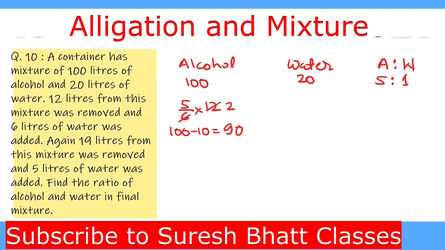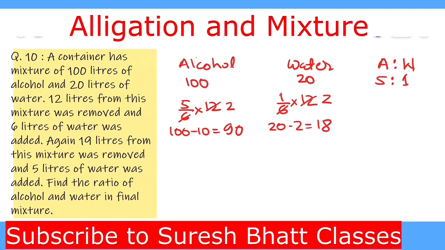Similarly, we can find the quantity of water withdrawn in 12 liters. So 1 upon 6, 1 part is water in 6 parts of the mixture, multiplied by 12. 6 divides 12 two times. So 2 liters of water is withdrawn from this mixture. So 20 minus 2 is 18 liters of water is left.